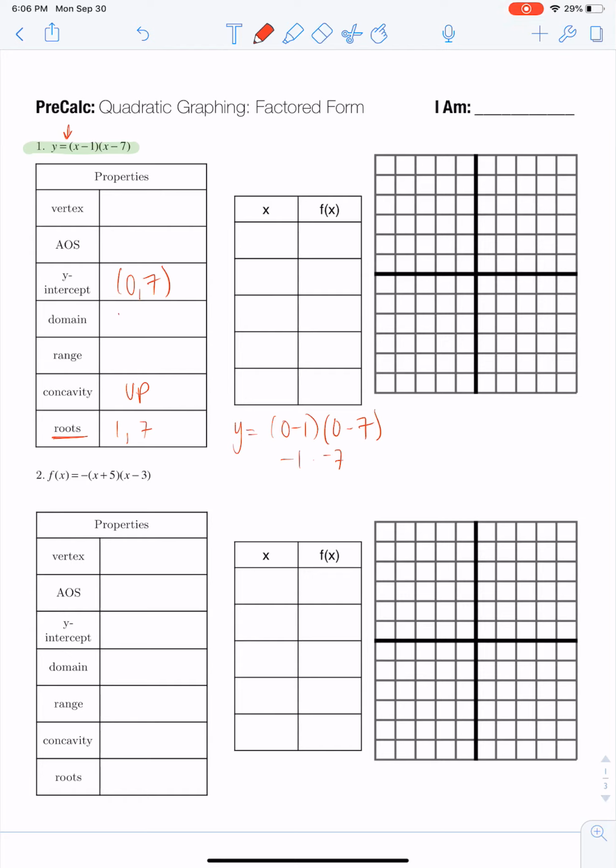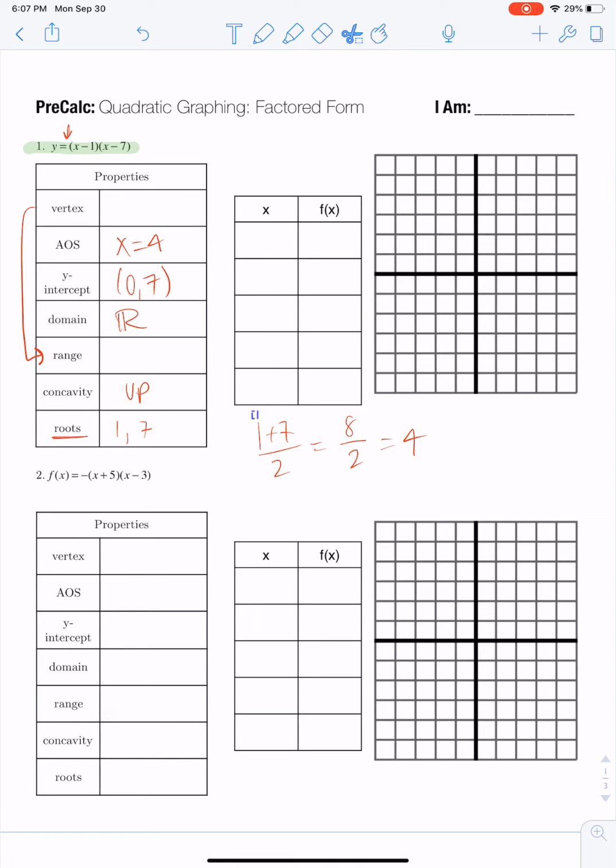This is a parabola, so my domain is all real numbers, and I need to figure out my vertex in order to help me with my range here. So in order to figure out my vertex, I can take a look at my roots, and I know that my vertex and my axis of symmetry will be exactly halfway between my roots. So let's come back over here. 1 plus 7 divided by 2 will give me that halfway mark. So 8 divided by 2 will give me 4. So my axis of symmetry is that x is equal to 4.